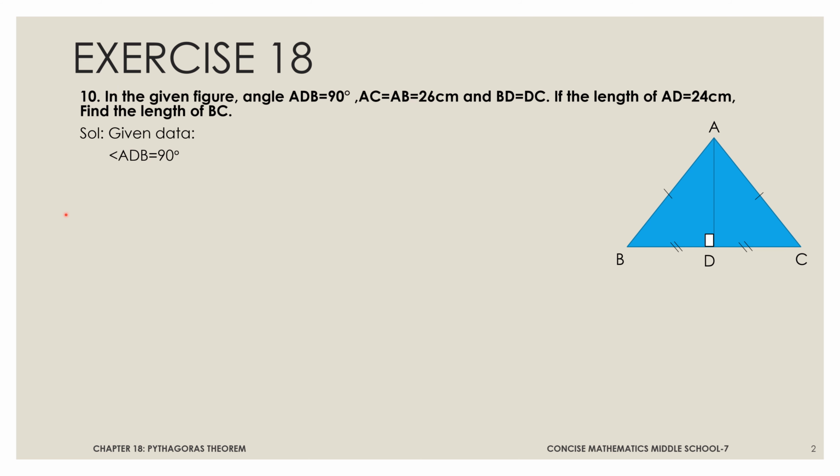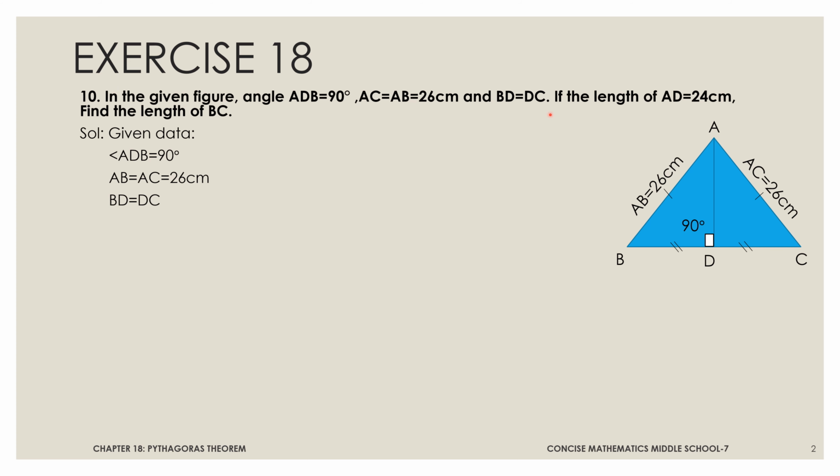Given data: angle ADB is equal to 90 degrees. That means ADB is 90 degrees. And here AC is equal to AB is equal to 26 centimeter. That means AB as well as AC is 26 centimeter. I am just making a note in the diagram also so that you can understand it well.